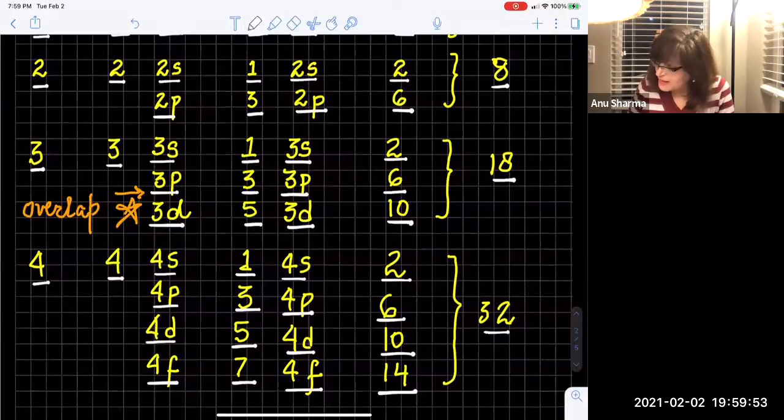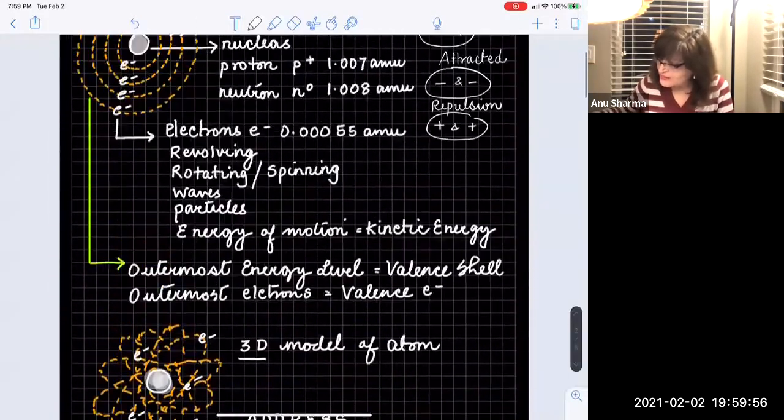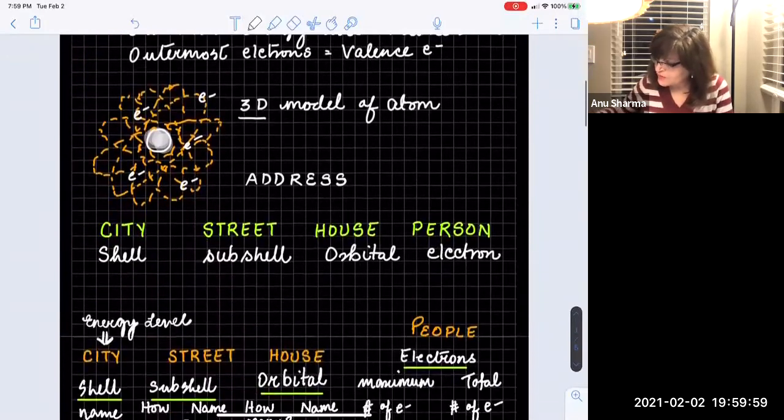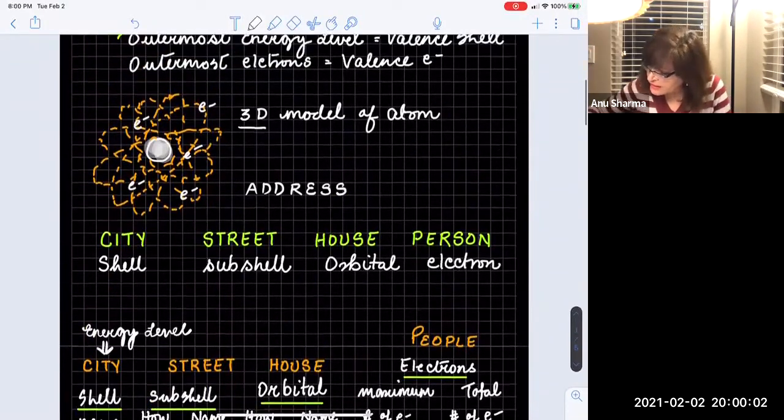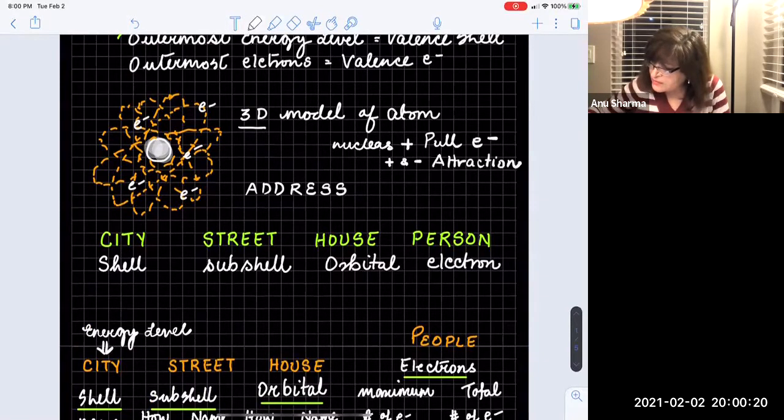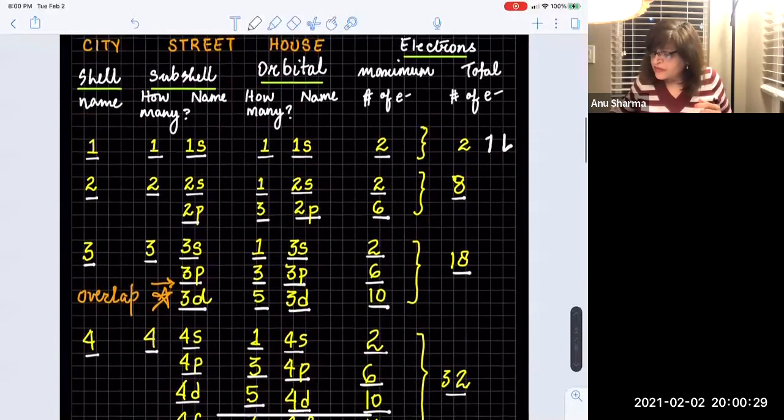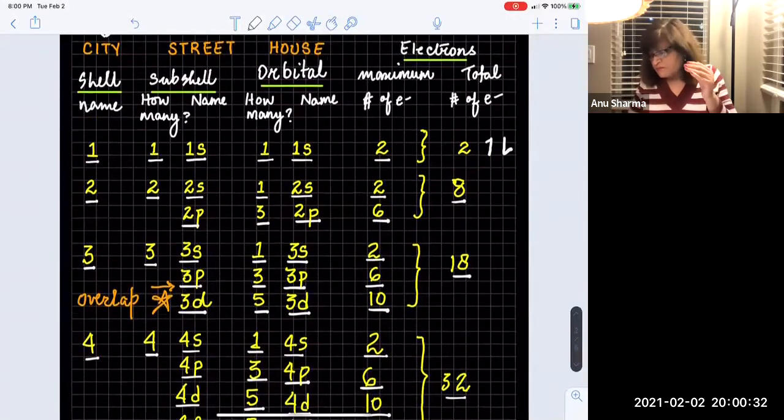Remember that the nucleus is positively charged, and the nucleus exerts its pull on the electrons. So there is always going to be positive and negative, there is going to be attraction. And so there is a nuclear pull. The nucleus is exerting its pull on the electrons, because of which a certain order is maintained in 1s, 2s, 2p, 3s, and 3p.